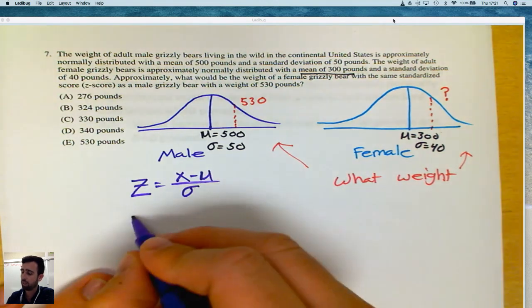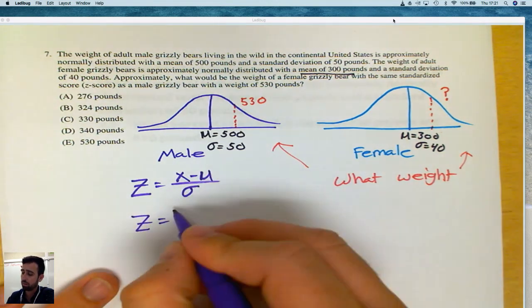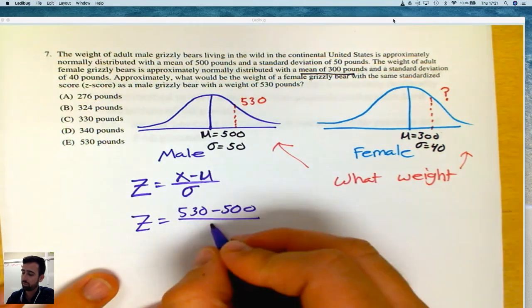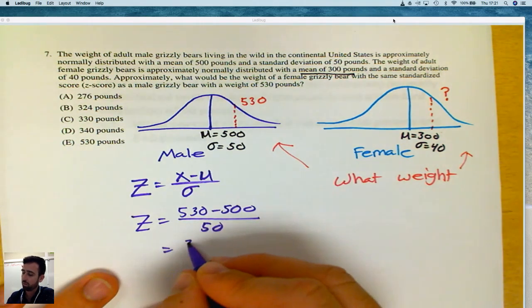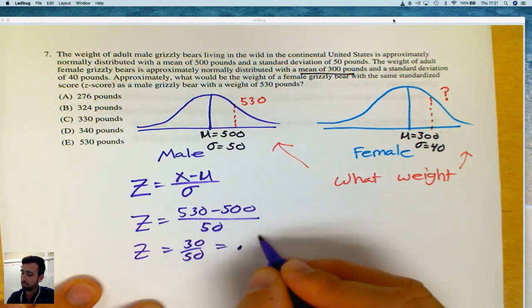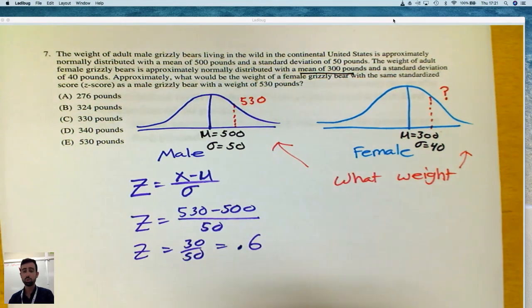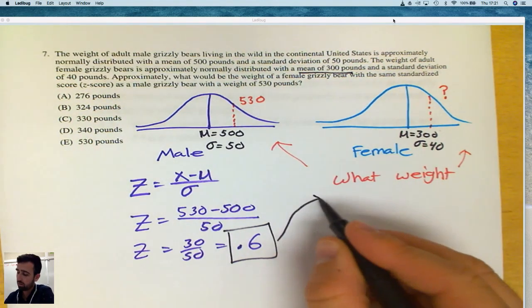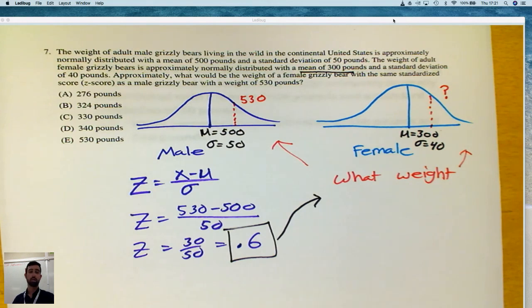So there's the formula. Z equals x, which is 530, minus the average, which is 500, divided by 50, which becomes 30 over 50, which becomes 0.6. So here's the hard part. Now, we want to take that z-score and use it for our female side.